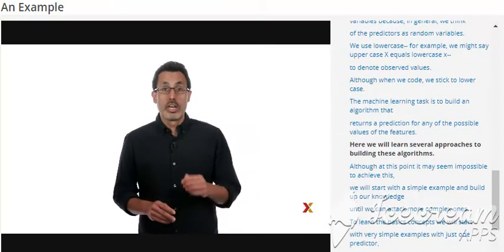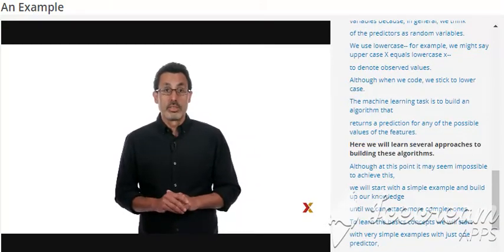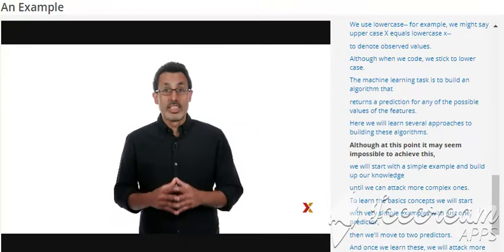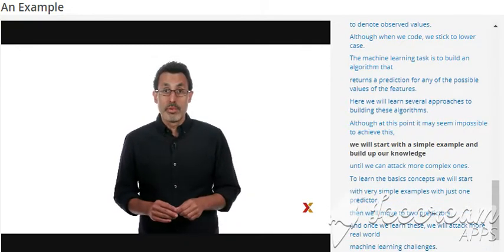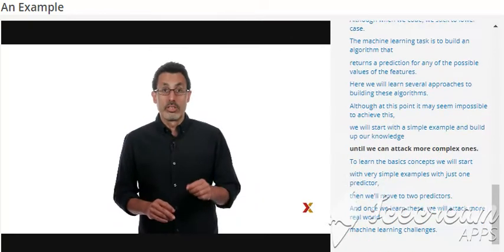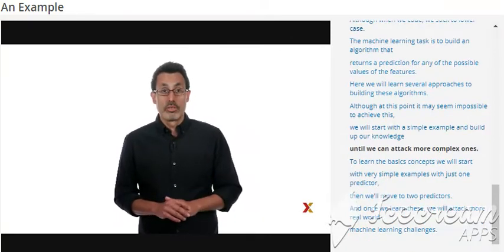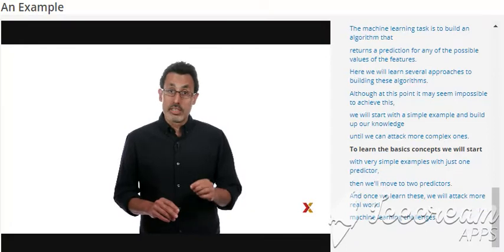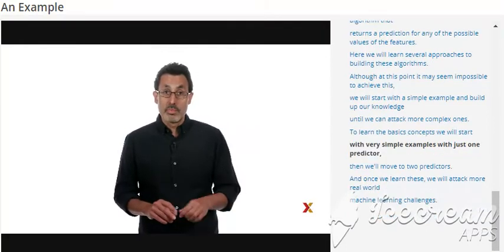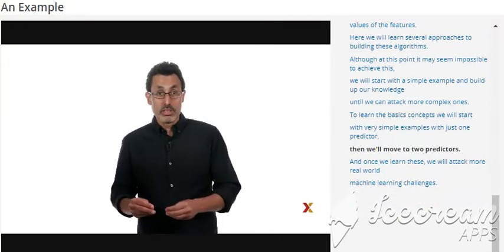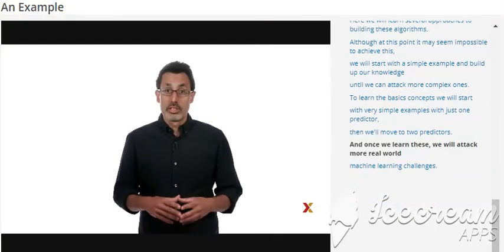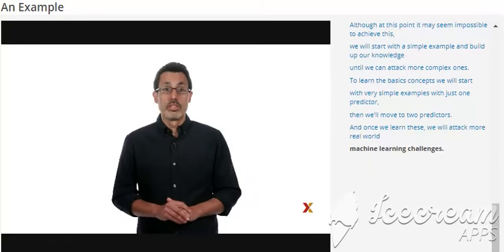Here, we will learn several approaches to building these algorithms. Although at this point it may seem impossible to achieve this, we will start with a simpler example and build up our knowledge until we can attack more complex ones. To learn the basic concepts, we will start with very simple examples with just one predictor, then we'll move to 2 predictors, and once we learn these, we will attack more real-world machine learning challenges.